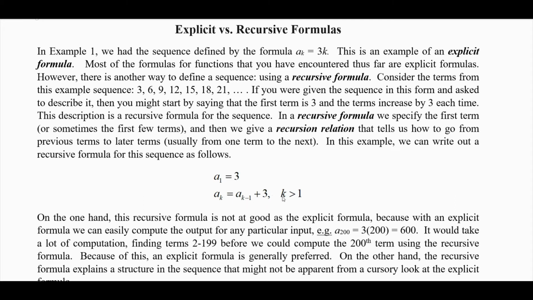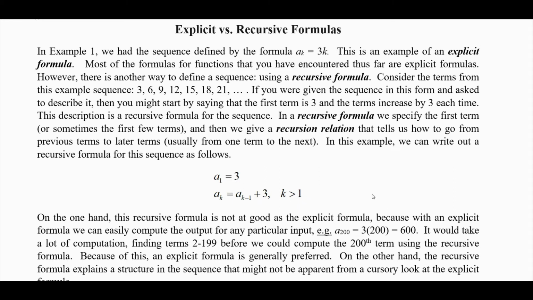So if k is 2, for example, to get a sub 2, we do a sub 2 minus 1. Well, 2 minus 1 is 1. a sub 1 is 3. Add 3, that gets 6, which is a sub 2. To get a sub 3, we take a sub 2 and add 3. To get the next one, we add 3 and 3 and 3 and so forth. So the second line is called the recursion relation.